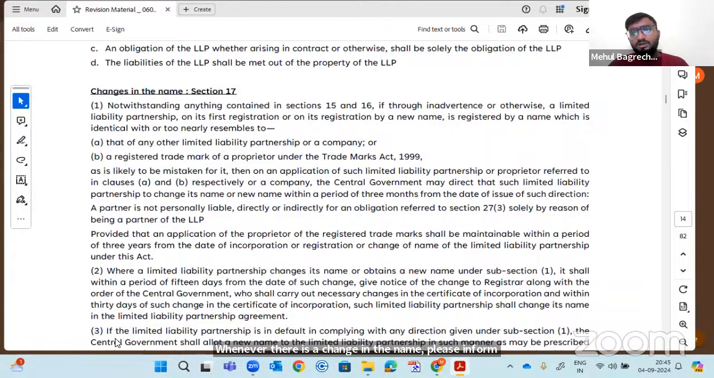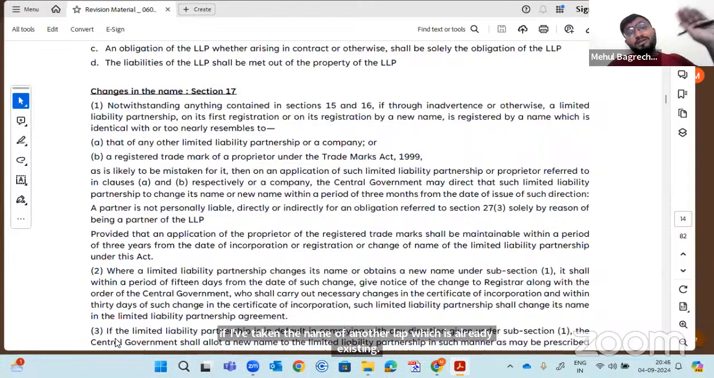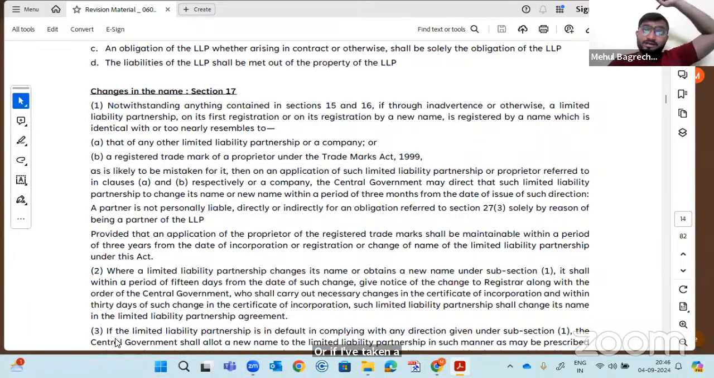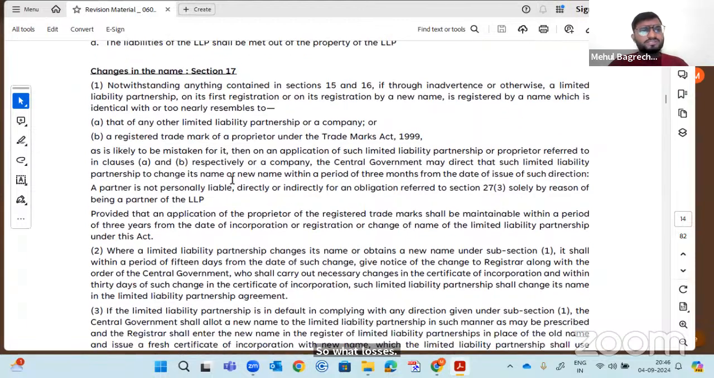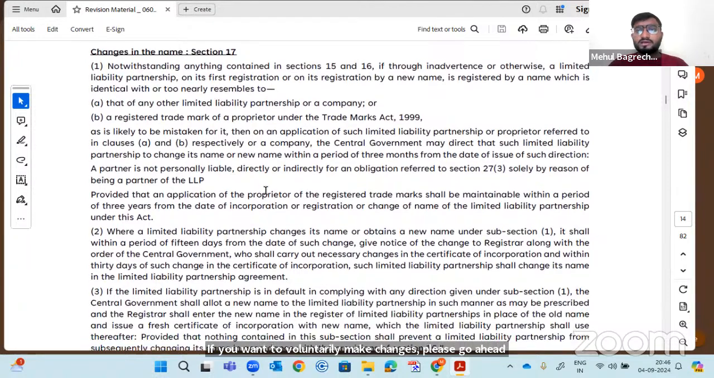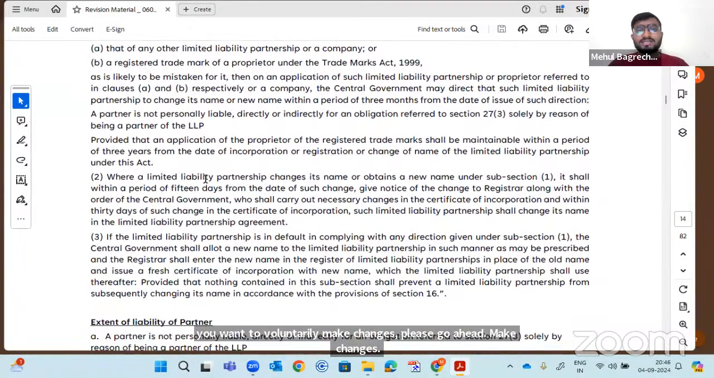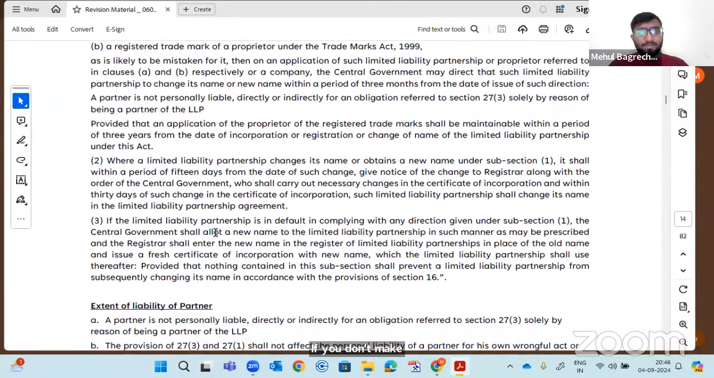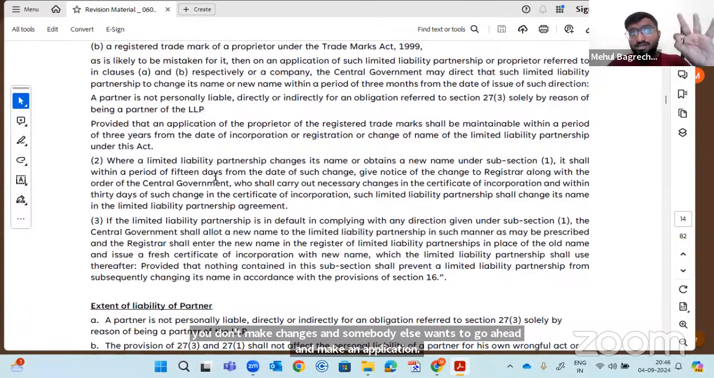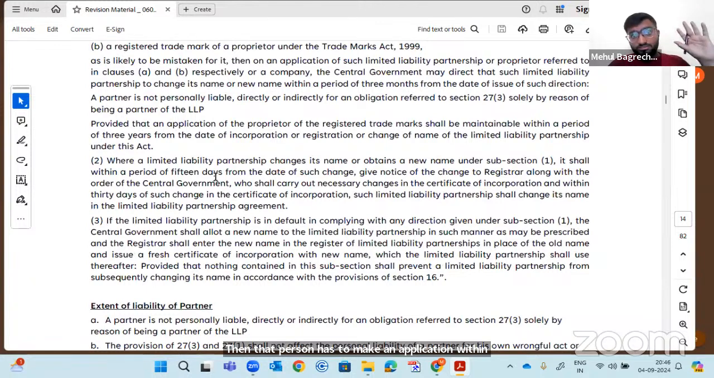Apart from that, what if I've taken the name of another LLP which is already existing, or a name which is similar to a trademark already registered under the Trademarks Act? The law says, if you want to voluntarily make changes, please go ahead. If you don't make changes and somebody else wants to make an application, that person has to make an application within a period of 3 years from the date of incorporation.